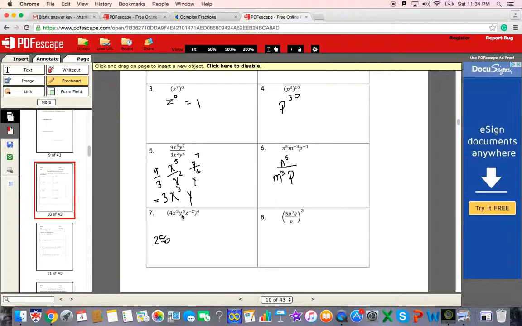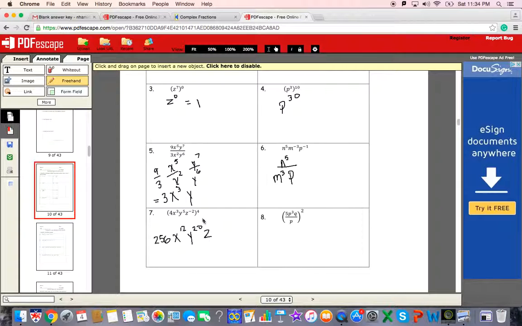Everything else is just a variable with an exponent though. So we are going to have to do power to a power, which is multiply our exponents in order to figure out what the answer is. So x to the 3rd to the 4th gives us x to the 12th. I just multiplied the exponents. y to the 5th to the 4th gives us y, and I'm multiplying the exponents, so y to the 20th. And 7 to the negative 2 to the 4 gives us, that's not a 7, that's a z.